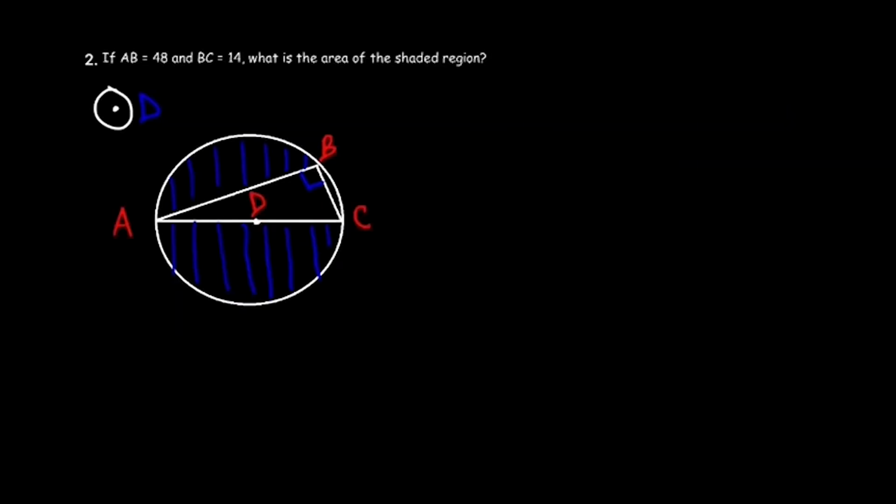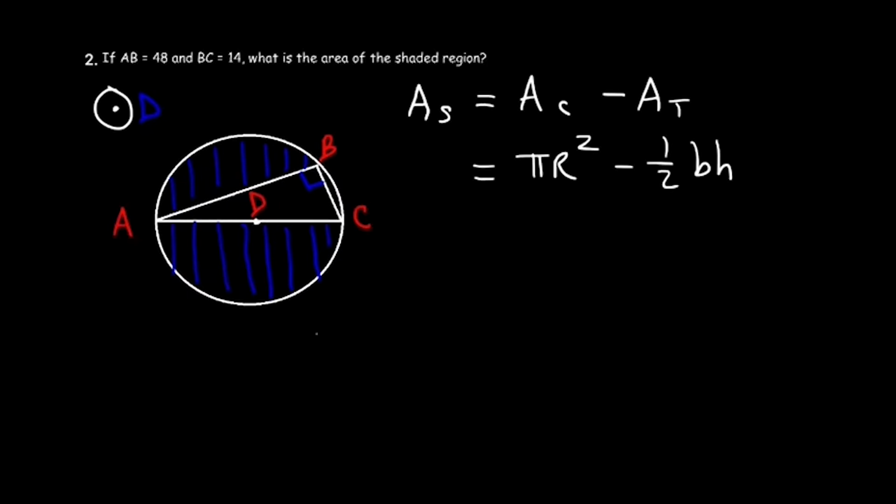If AB is 48 and BC is 14, what is the area of the shaded region? So the area of the shaded region, AS, is the difference between the area of the circle, AC, minus the area of the triangle, AT. Now the area of a circle is pi r squared. The area of a triangle, particularly a right triangle, is 1/2 base times height.